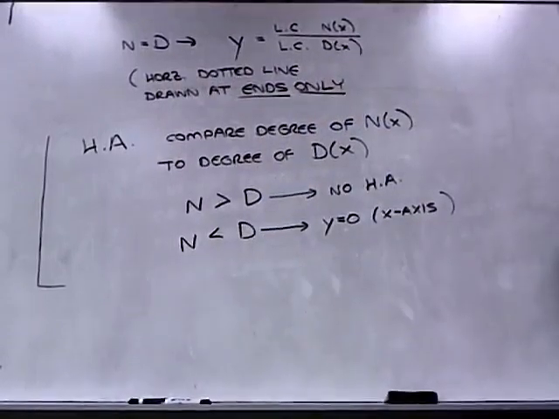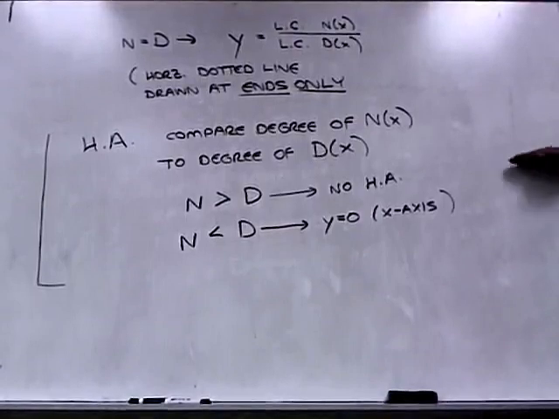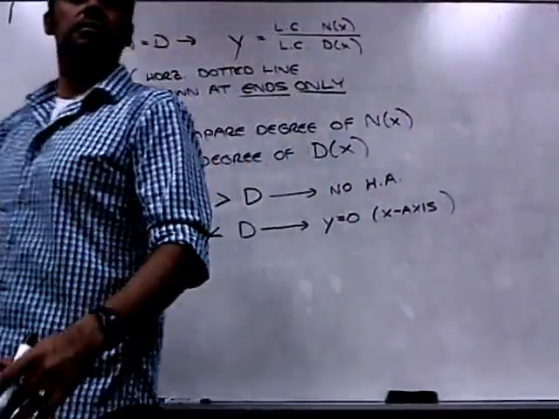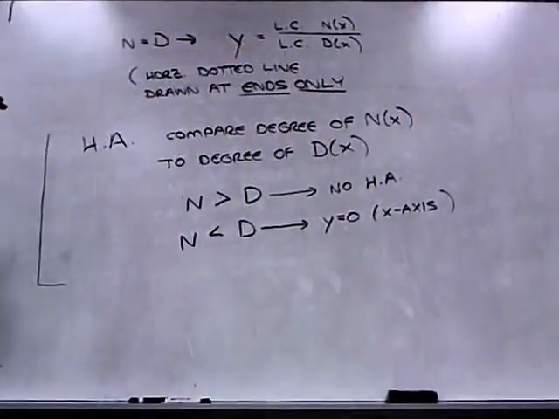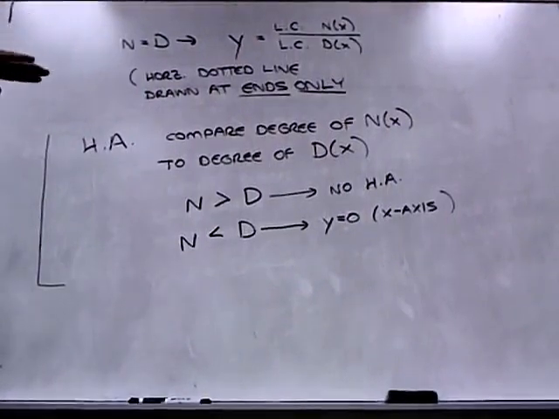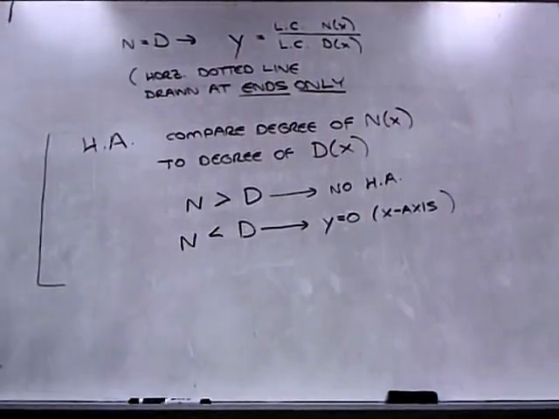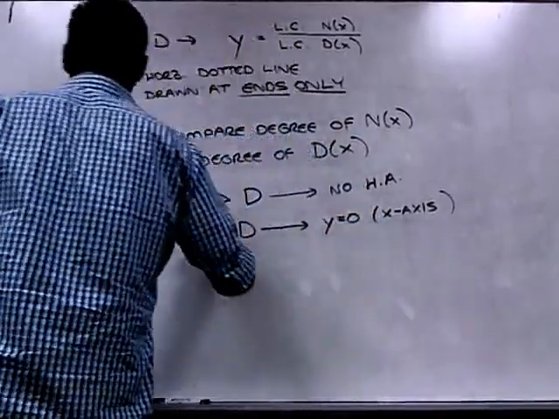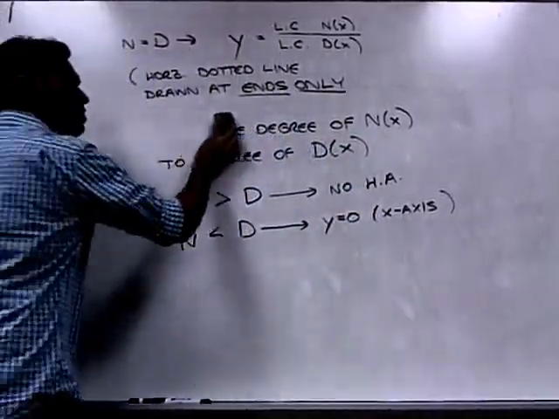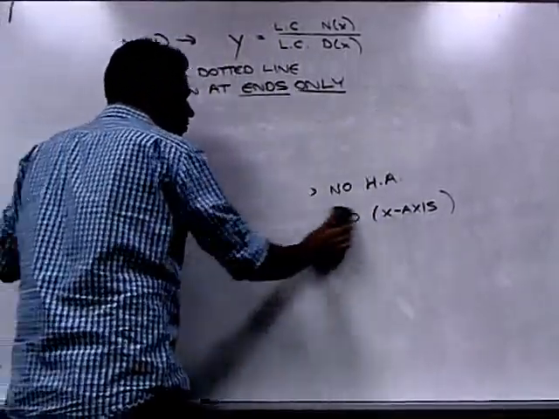So if you go back and look at the example I did a second ago, my horizontal line went all the way across my graph, right? Didn't it? All the way across. I only want us to draw it at the ends from now on, and you'll see why as we move on. So that's what it looks like. It's a horizontal dotted line drawn only at the ends.